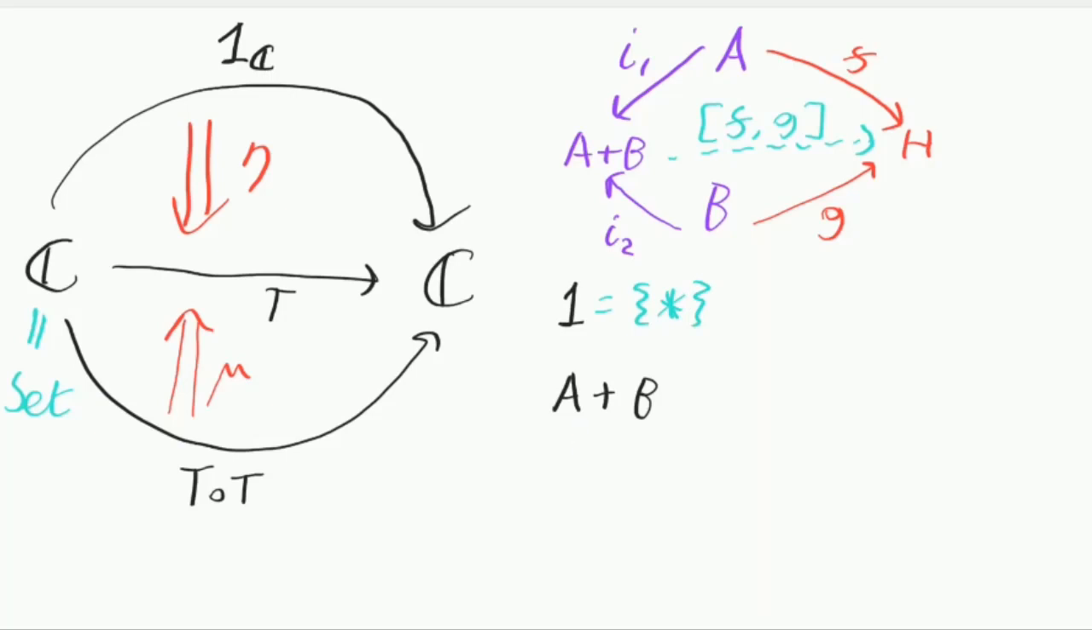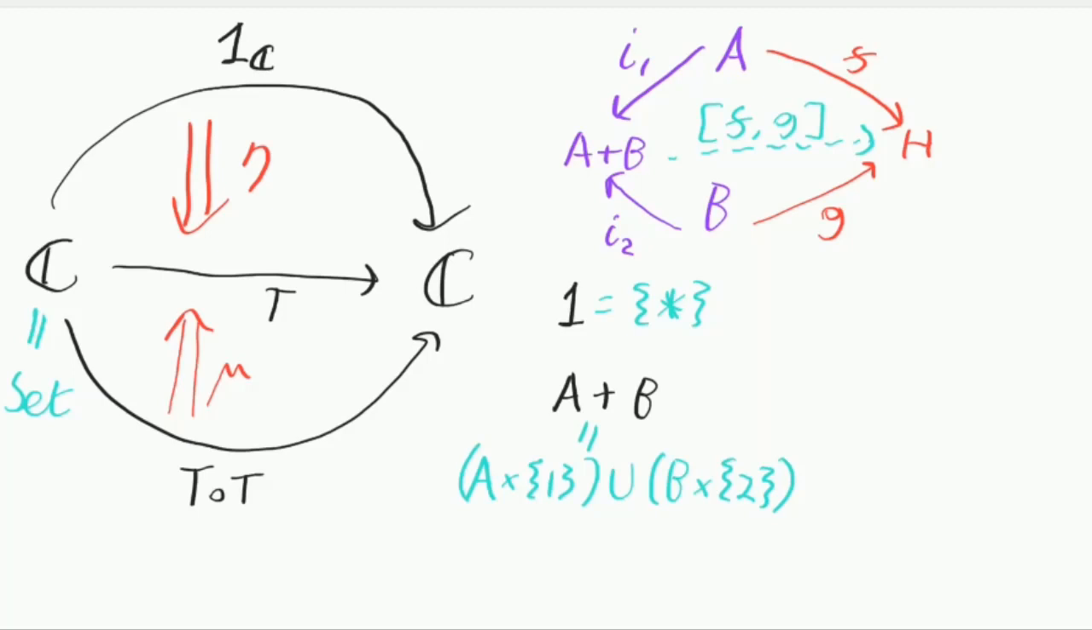And we can think of coproduct as tagged union. So to take the coproduct of A and B, we take the set A, we tag it. So let's say we put a 1 on the end of each of the elements, and then we take the union of that with the set B, which we'll tag with a 2.